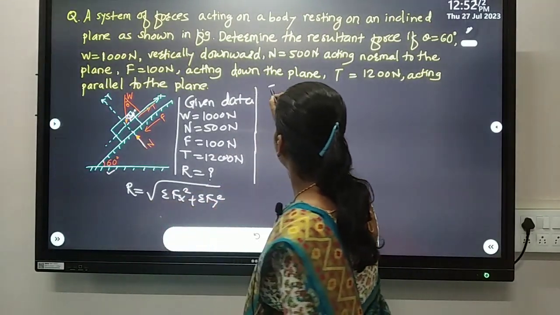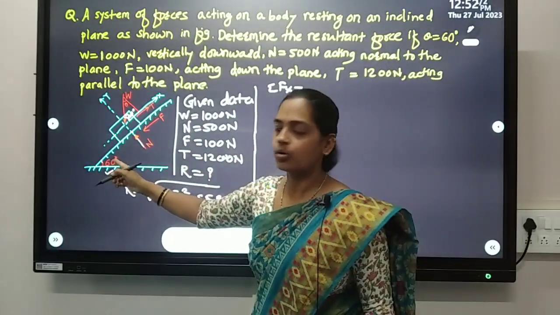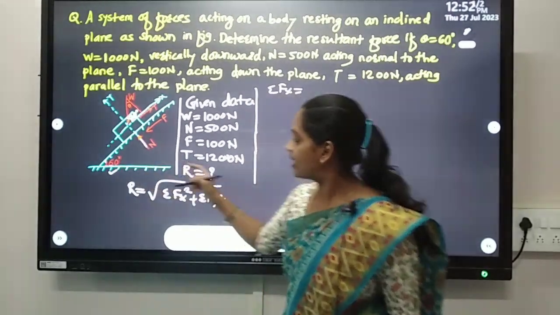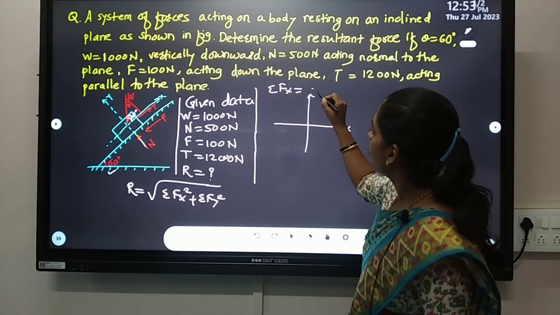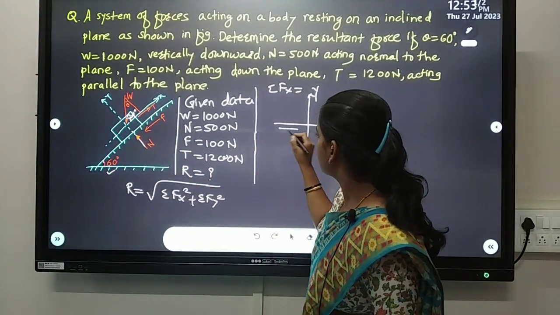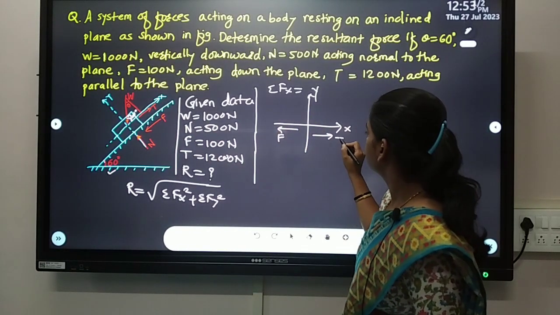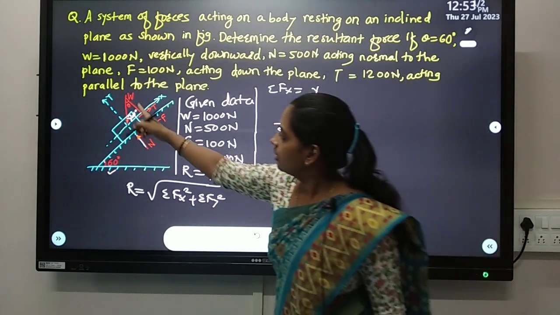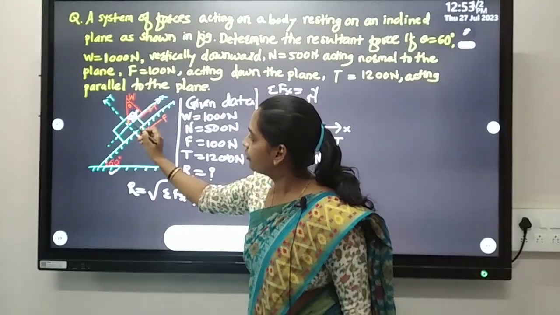So, how to calculate summation F of x? It is summation of all the components along x axis. Since this is an inclined plane at 60 degree, just consider it as horizontal, then how will be the FBD? Suppose this is x axis and this is y axis, alright. Then frictional force is going towards left hand side, just show it like this, F. Tensile force towards right hand side as T, then normal reaction N, then W, self weight of the body acting, it is making angle of 30 degree with respect to x axis.